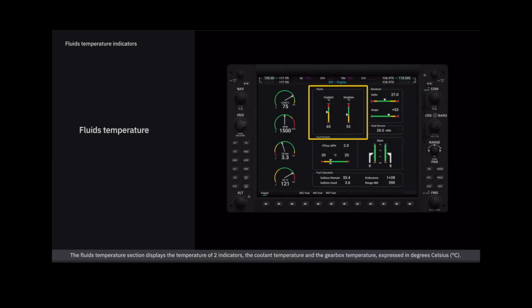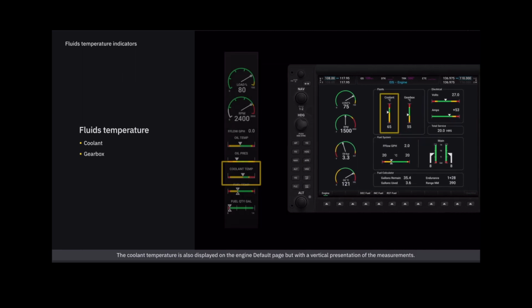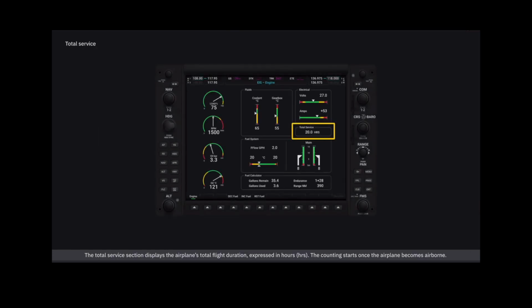The fluids temperature section displays the temperature of two indicators: the coolant temperature and the gearbox temperature, expressed in degrees Celsius. The coolant temperature is also displayed on the engine default page, but with a vertical presentation of the measurements. The total service section displays the airplane's total flight duration, expressed in hours. The counting starts once the airplane becomes airborne.